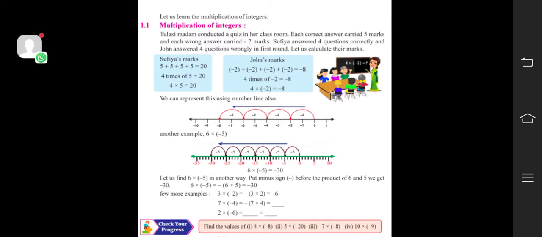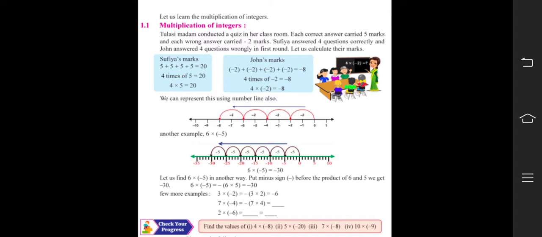Let us calculate the marks. Sophia's marks. Sophia answered how many questions correctly? 4 questions. For each correct answer how many marks? 5 marks. So Sophia's marks are 5 plus 5 plus 5 plus 5. 4 times 5 equal to 20.